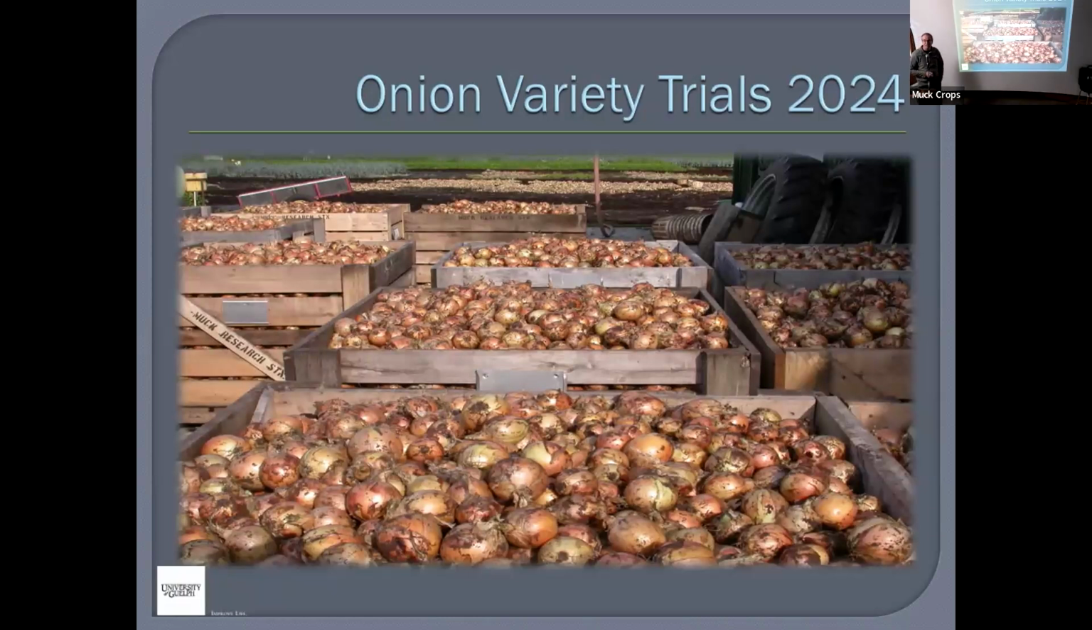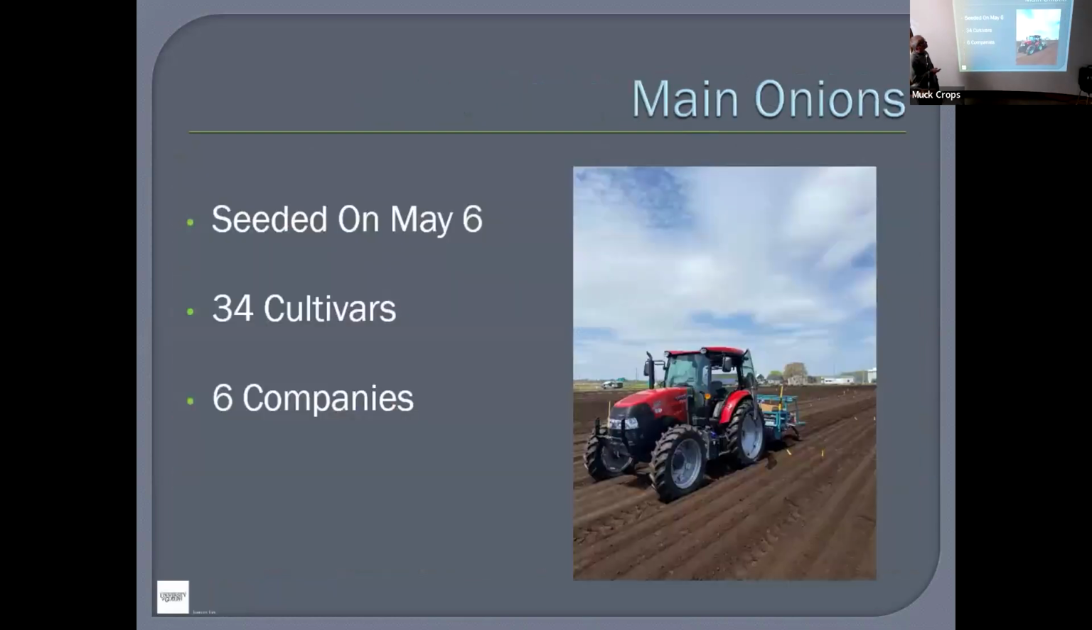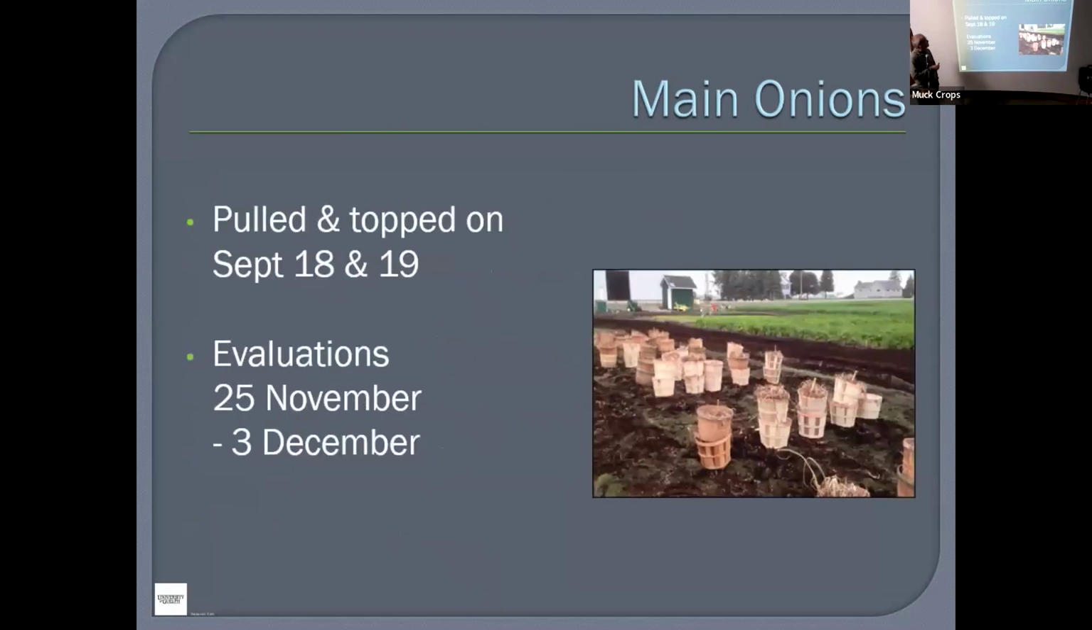So now I'm going to talk about my onion variety trials that I had in 2024 here at the Muck Station. As far as the yellow cooking onions go, I seeded them on May 6th. I had 34 cultivars from 6 different companies. I pulled and topped them on September 18th and 19th.